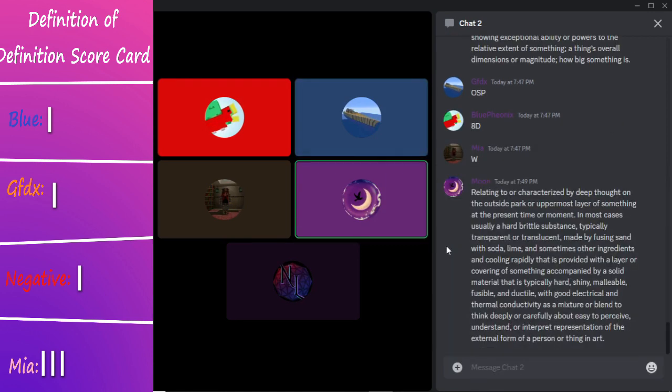Relating to or characterized by deep thought. On the outside part or outermost layer of something. At the present time or moment, in most cases. Usually a hard, brittle substance, typically transparent or translucent, made by fusing sand with soda, lime, and sometimes other ingredients, and cooling rapidly. That is provided with a layer or covering of something. Accompanied by a solid material that is typically hard, shiny, malleable, fusible, and ductile with good electrical and thermal conductivity, as a mixture or blend. To think deeply or carefully about. Easy to perceive, understand, or interpret. Representation of the external form of a person or thing in art.